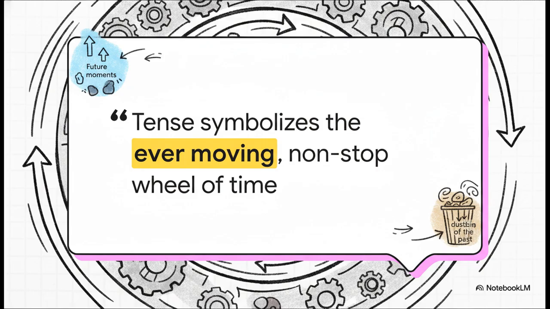It says, tense symbolizes the ever-moving, non-stop wheel of time, which is forever busy gathering moments of future and throwing them into the dustbin of past. I just love that. It's so poetic, right? So let's see exactly how we build the sentences that capture this non-stop wheel.